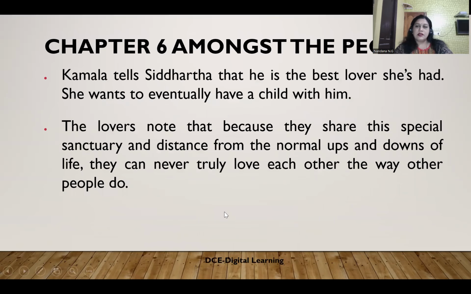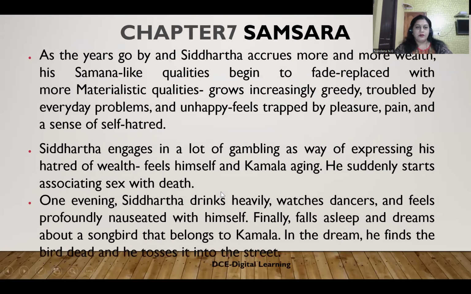Kamala tells Siddhartha that he is the best lover she's had. She wants to eventually have a child with him. The lovers note that because they share this special sanctuary and distance from the normal ups and downs of life, they can never really truly love each other the way other people do.